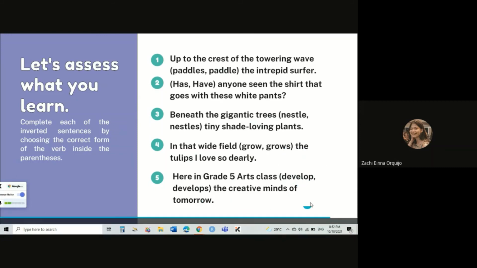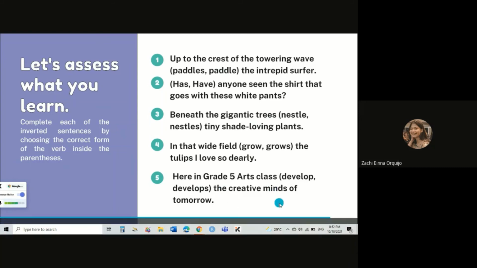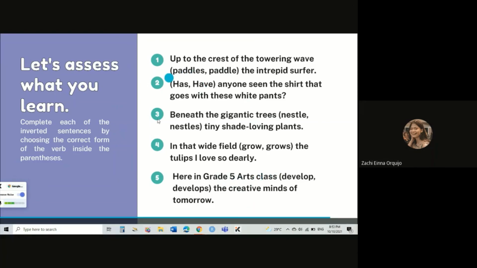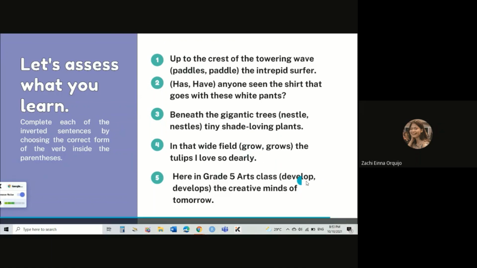So, kung gagawin natin siyang normal order na sentence, which is yung subject yung mauuna bago si verb, it should be like this. The creative minds of tomorrow develop here in grade 5 arts class. So, the correct answers from 1 to 5 ay paddles, has, nestle, grow, and develop.